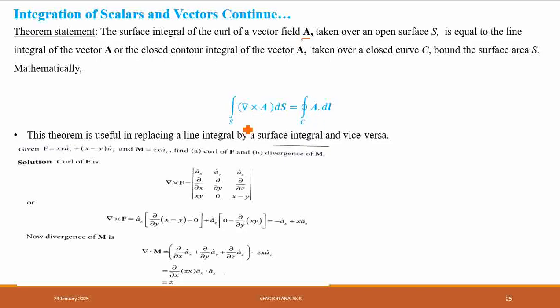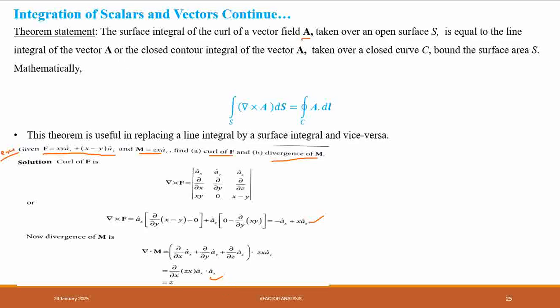Okay. Here one example is given. This is the example. A vector F is given as xy a_x plus (x minus y) a_y, and another vector M is given as zx a_x. We have to find the curl of F first and after that the divergence of M. So the curl of F we can find using the determinant method like this, and the divergence of M we can find like this.